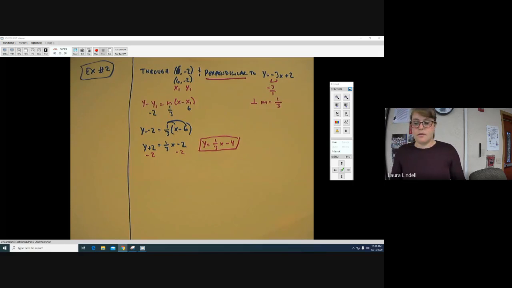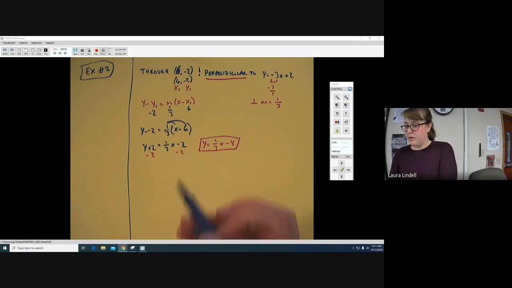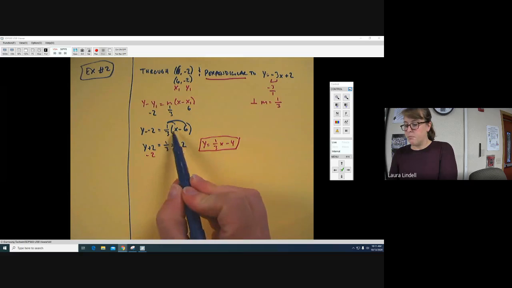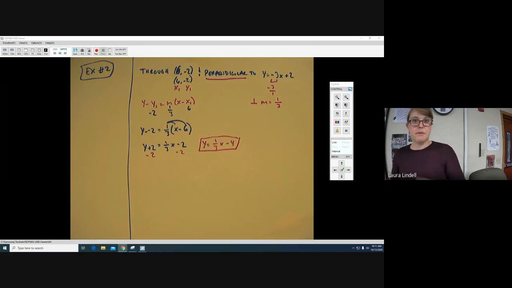Okay. So here are our steps. We decide what the slope is going to be. We plug in the point and the slope. We solve for y. Make sure when you do the distributive property that you give it to both of the numbers. That's one common mistake that people make.